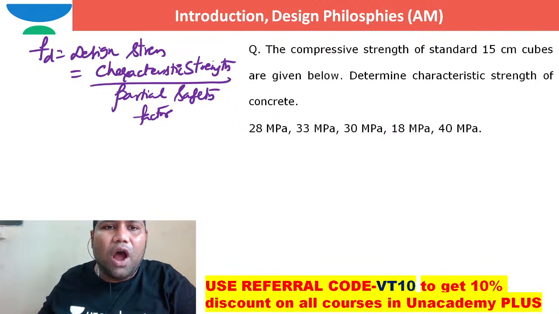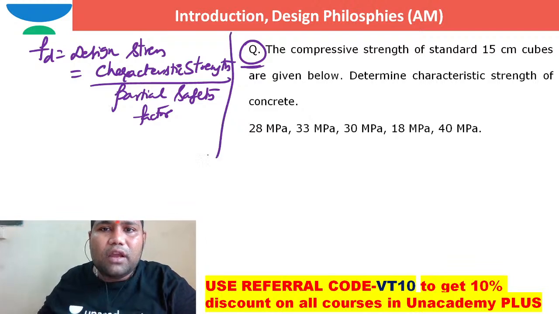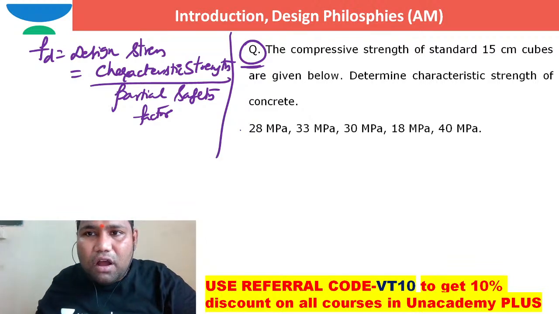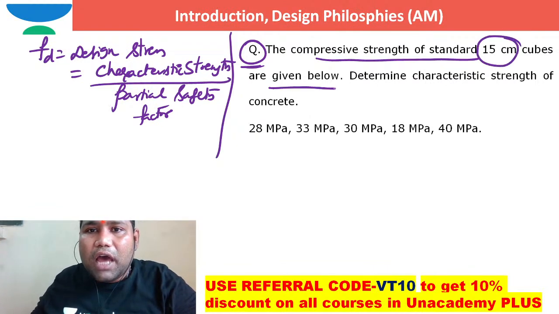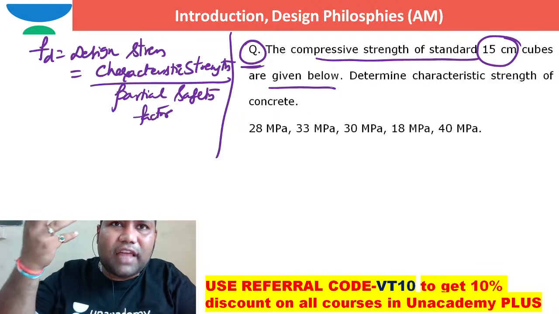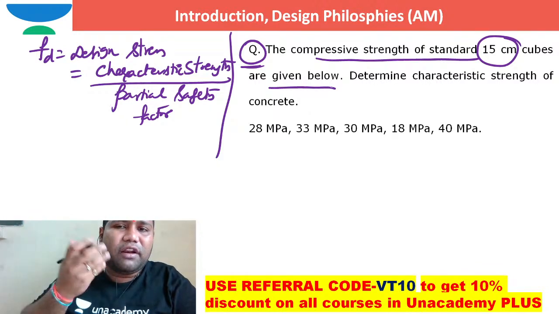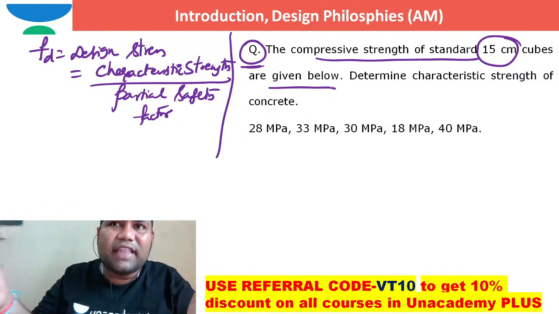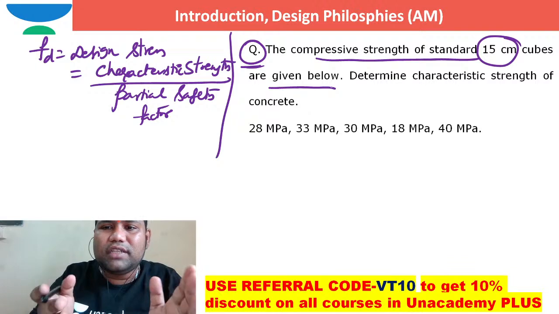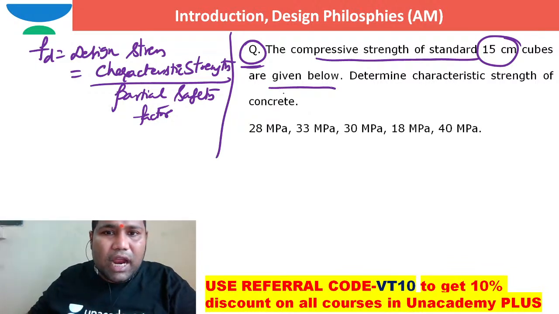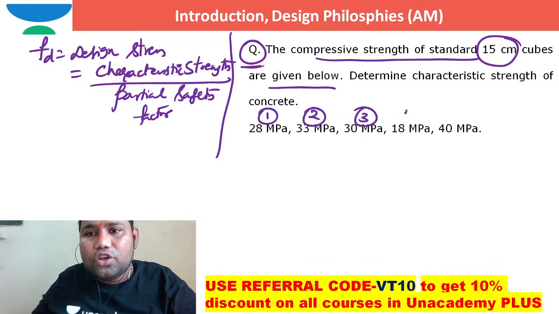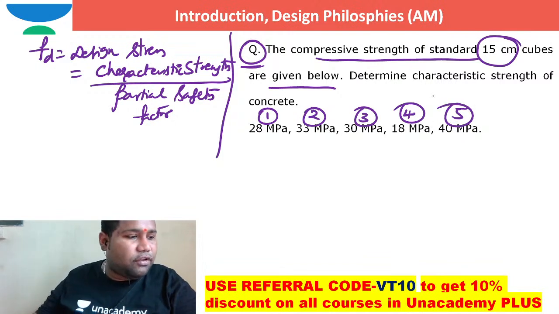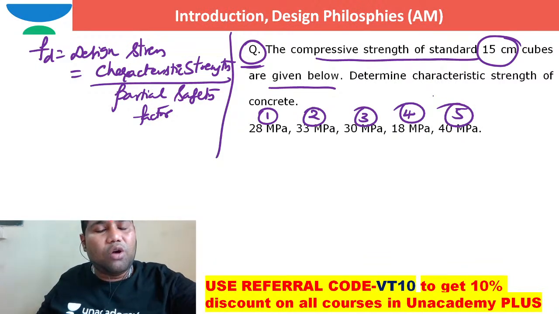Now the question is, sir, how to work out this characteristic strength of the material? This is the question for which we are working out the characteristic compressive strength of concrete. So the compressive strength of standard 15 centimeter cubes is given below. Instead of 30 samples, just for your calculation understanding, if I had taken 30 samples, the calculation is vast. So that's the reason why I had taken 5 observations. And this is the strength of the first cube, second cube, third cube, fourth cube, fifth cube.